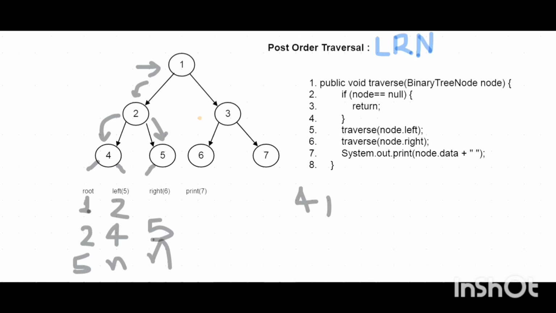After the left side and right side are done, we will be visiting or printing node 5. So node 5 will be printed from line number 7. I'll remove this entry for node 5 since we are done visiting node 5.